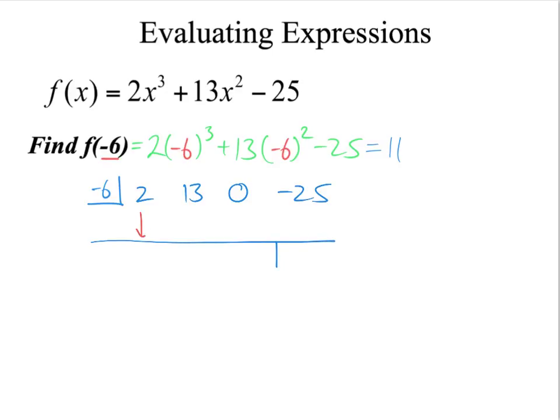So we bring down the 2. Negative 6 times 2 is negative 12. Add down, I get 1. Negative 6 times 1 is negative 6. Add down, I get negative 6. Negative 6 times negative 6 is positive 36. Add down is 11. And what you should notice is they're the same. Either way works. So f of negative 6 is equal to 11.